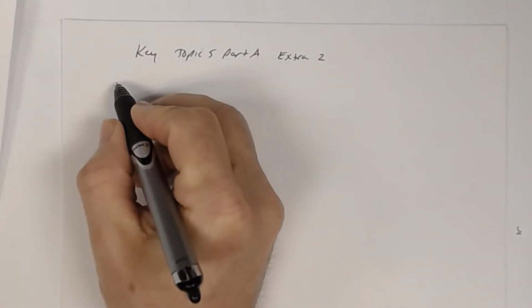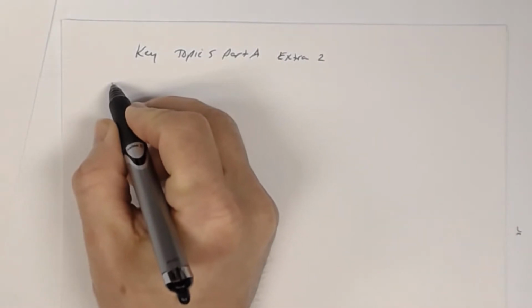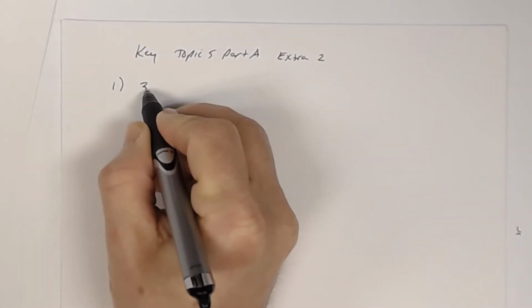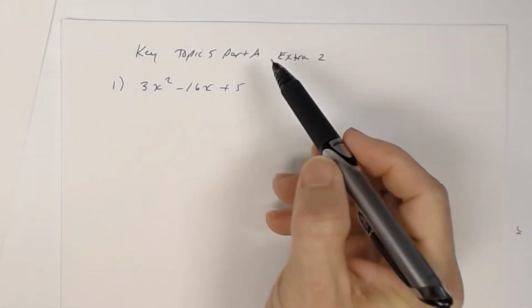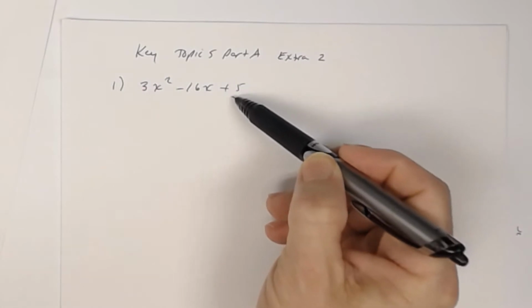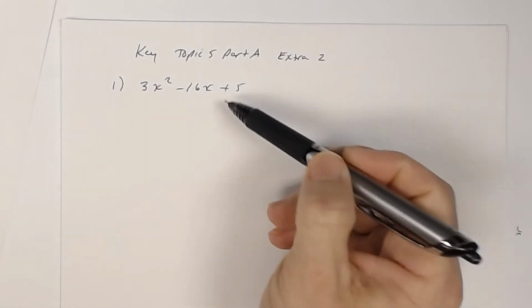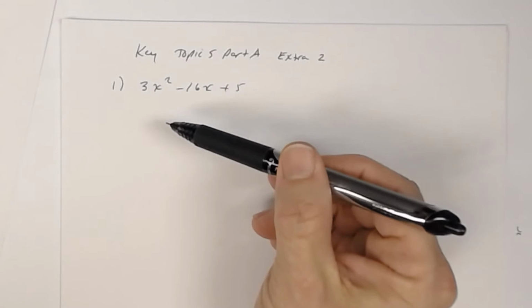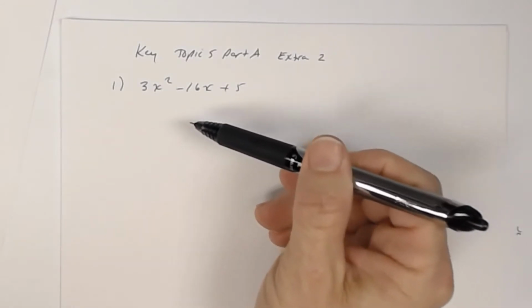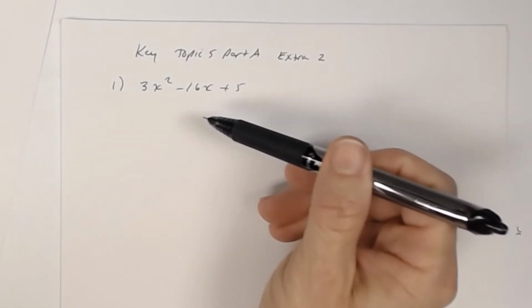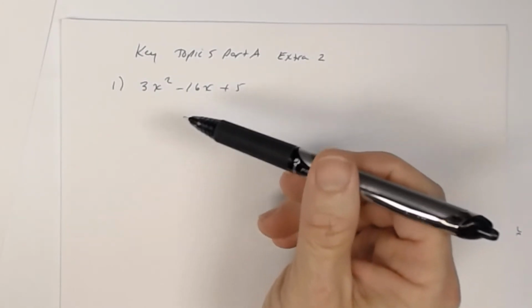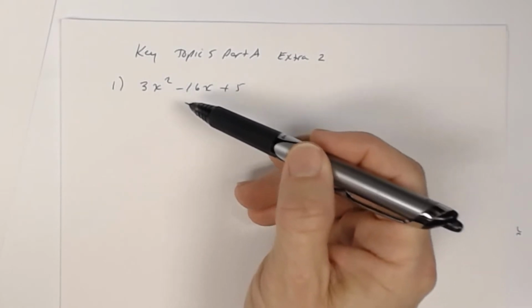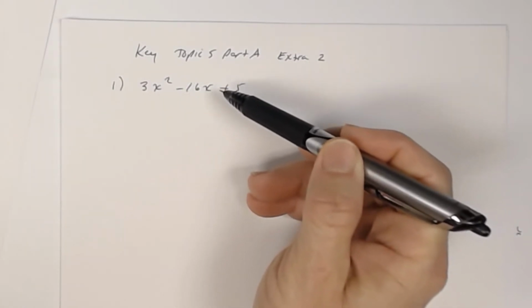All right, so let's look at number 1, and we're going to do these just by using reverse FOIL or trial and error. Number 1 is 3x squared minus 16x plus 5. Now remember, the easy kind is where the last sign is positive, because that implies that the signs we put inside the two sets of parentheses will be the same. Either they'll be both positive or both negative, and it's always going to be that middle sign.